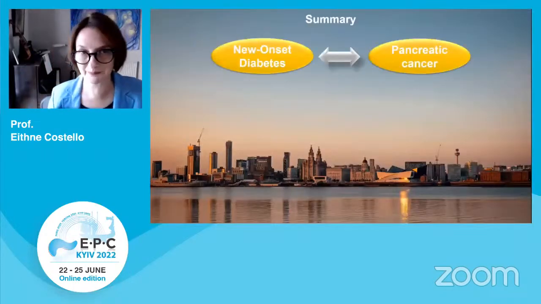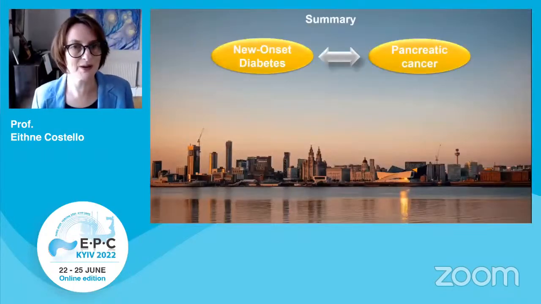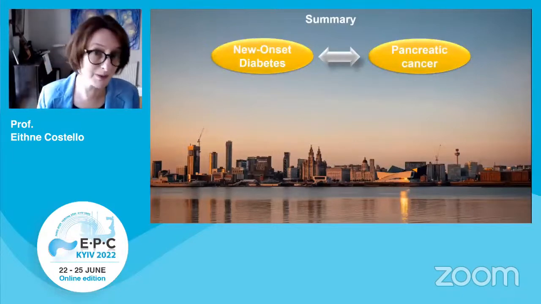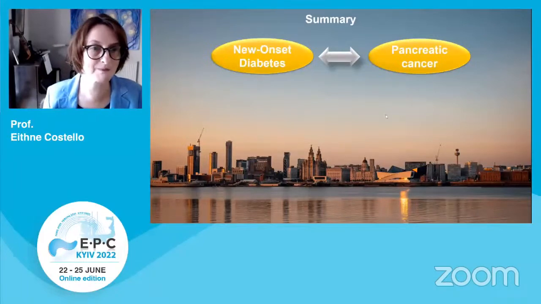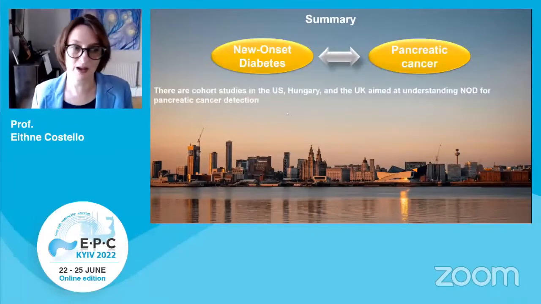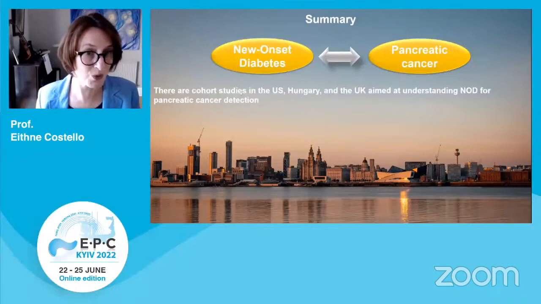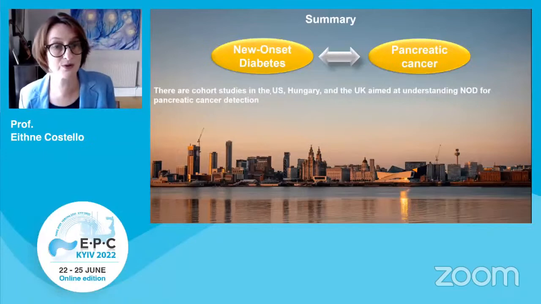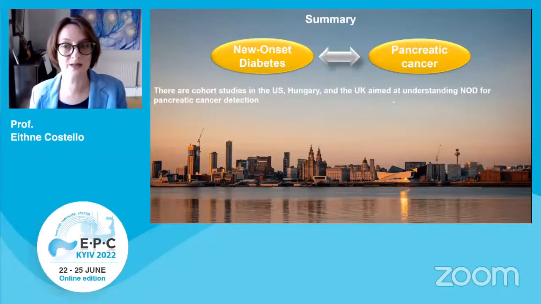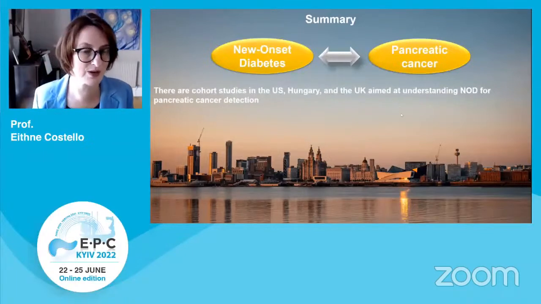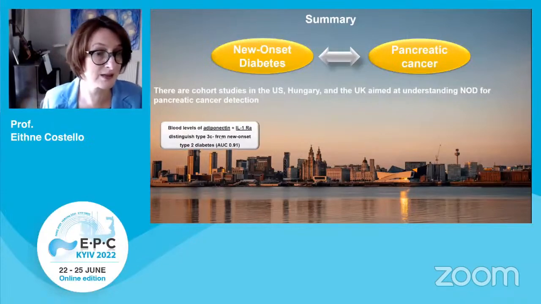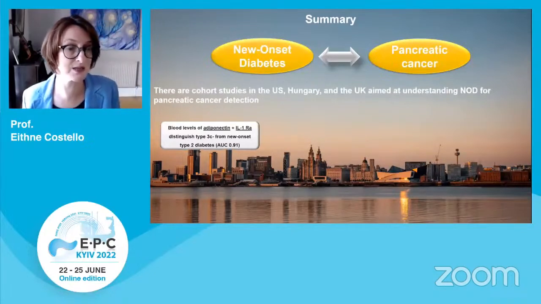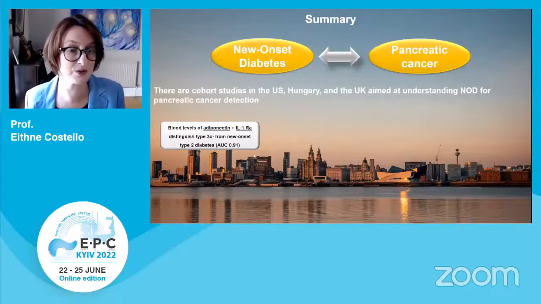So in summary, I've presented you with some of the published evidence regarding new onset diabetes and pancreatic cancer. I've directed you to some cohort studies that are ongoing in the US, Hungary, and the UK, and one of those is a randomized controlled trial aimed at understanding new-onset diabetes for early pancreatic cancer detection. I've shown you that the blood levels of adiponectin and IL-1RA distinguish type 3C from new-onset type 2 diabetes.